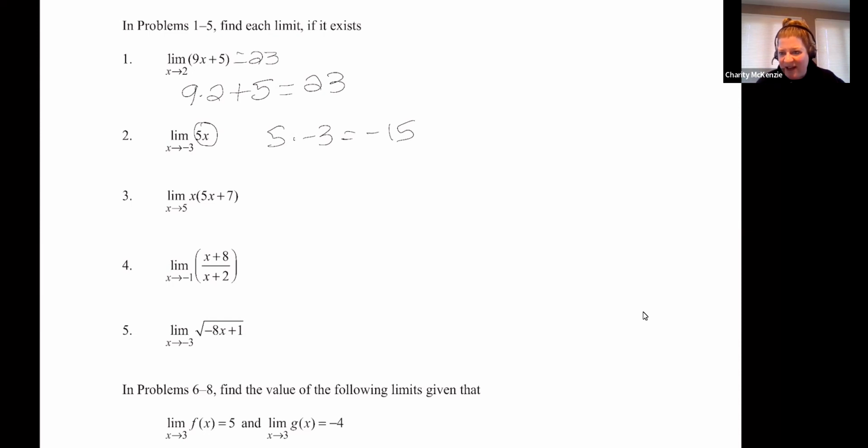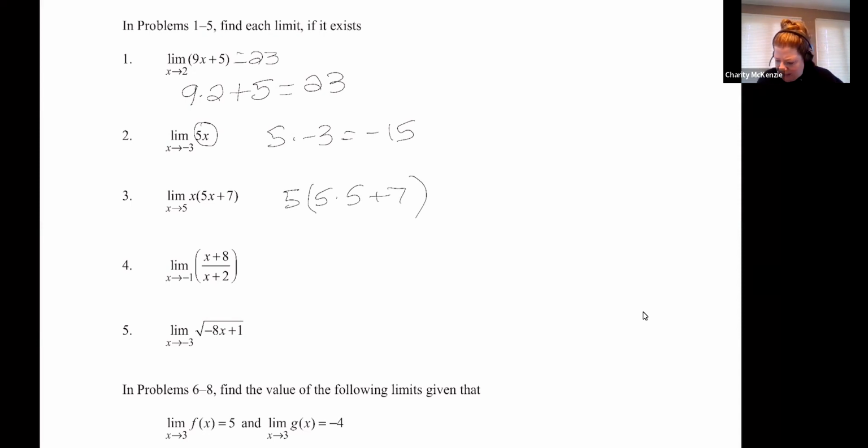So on these basic functions we've been working with in algebra, lines, x squareds, our parabolas, all of those are just going to give us a value. Even number 3 is just a parabola. So I'm going to put in the 5. So I would have 5 in 2 places. So 5 parenthesis 5 times the 5 plus the 7.